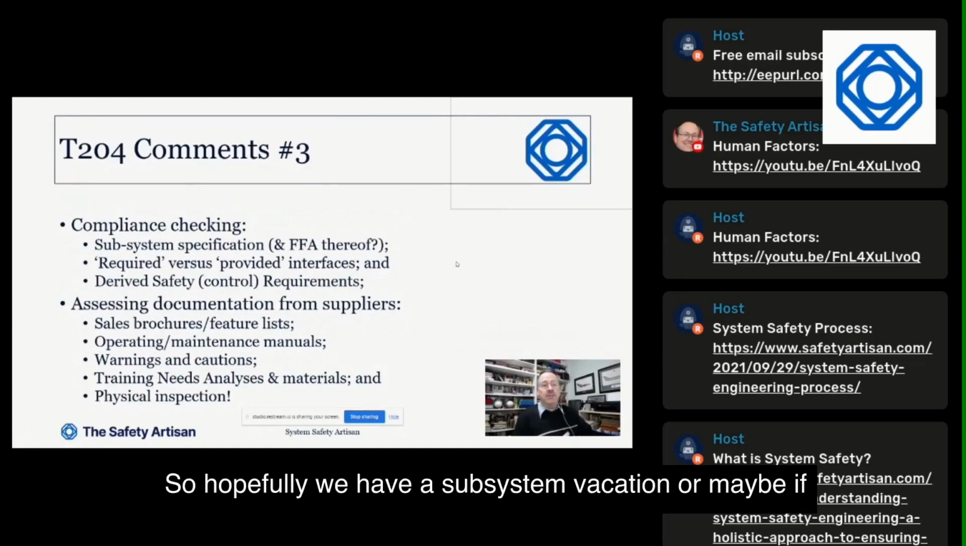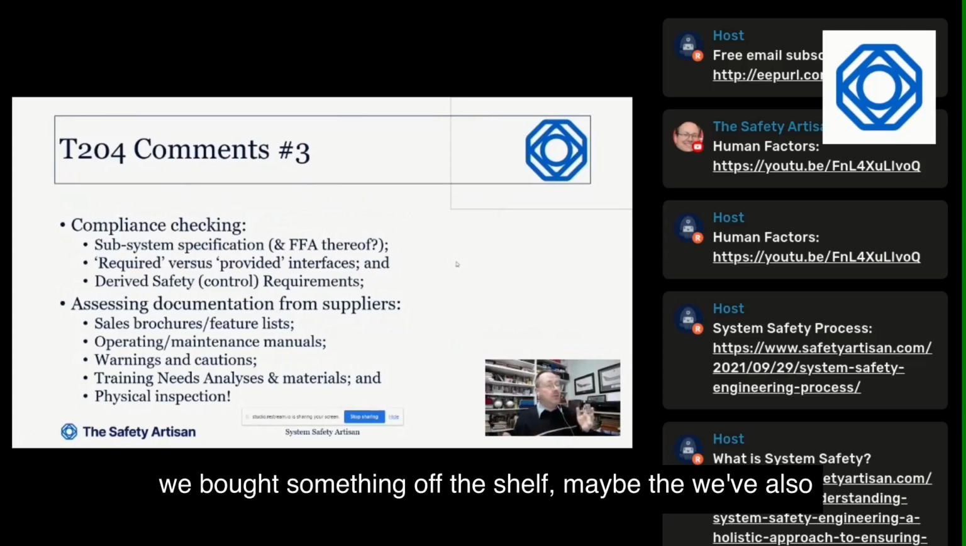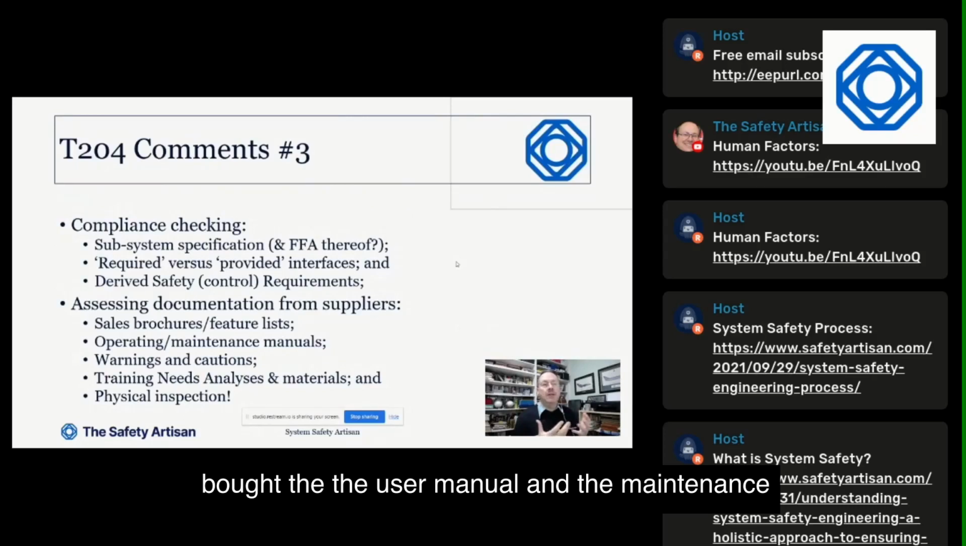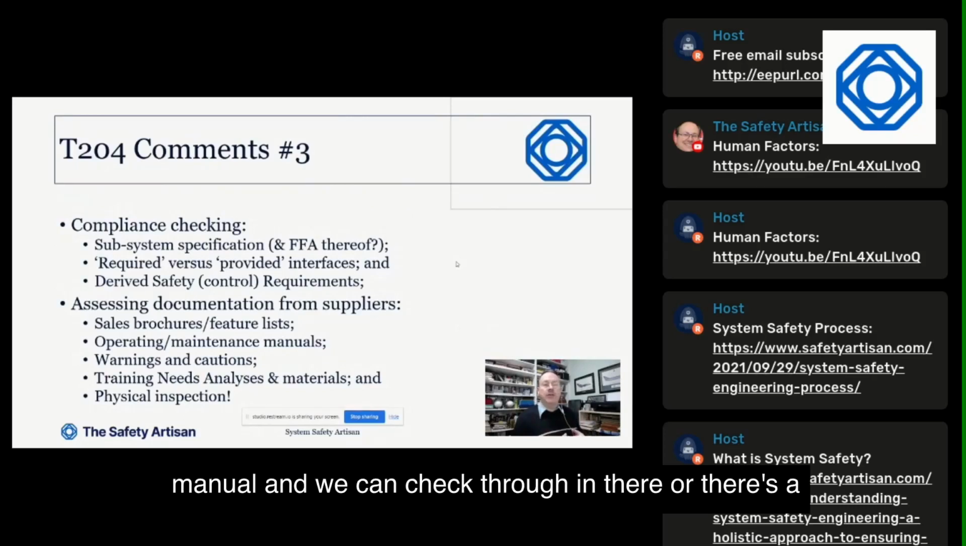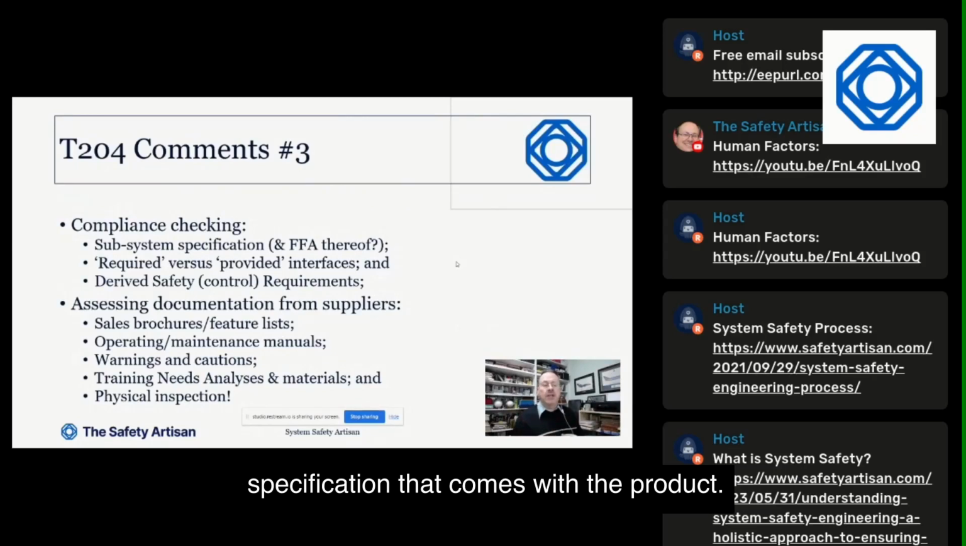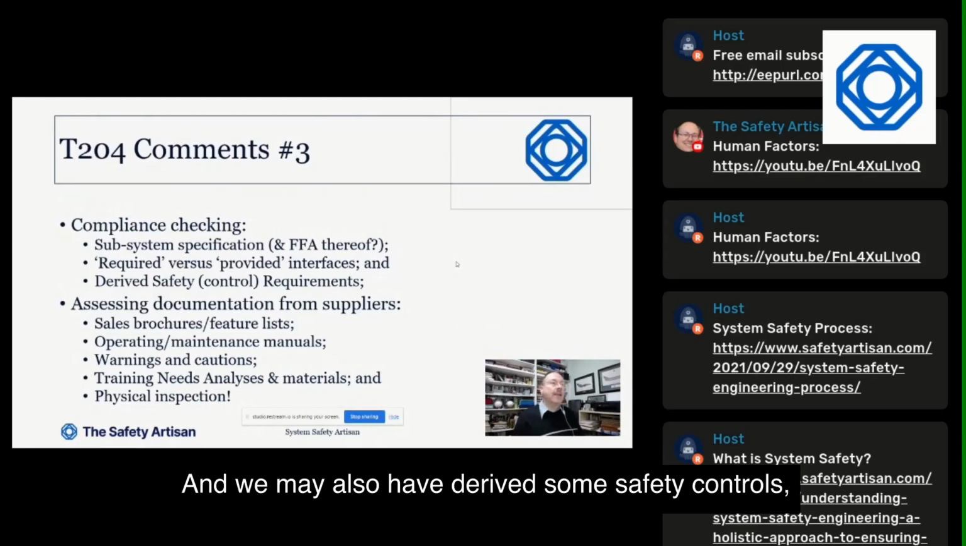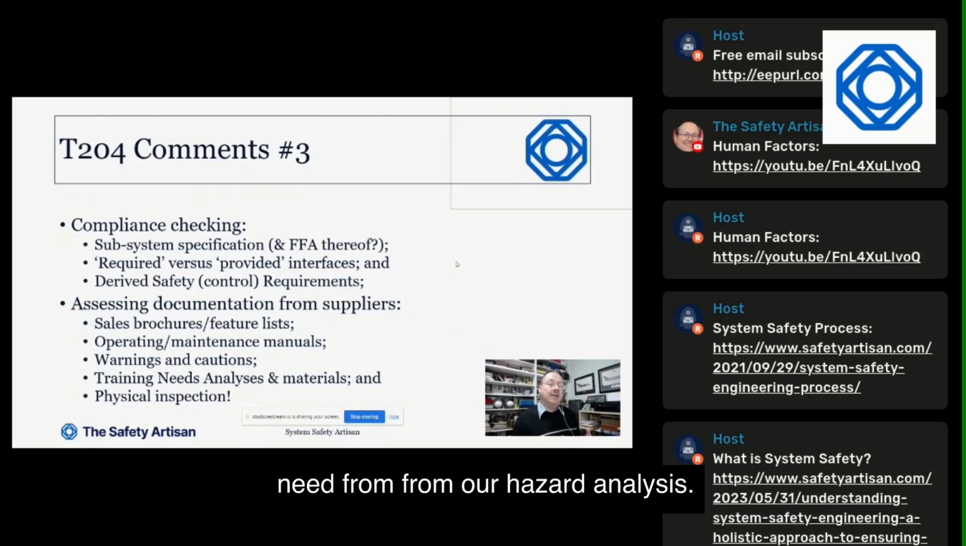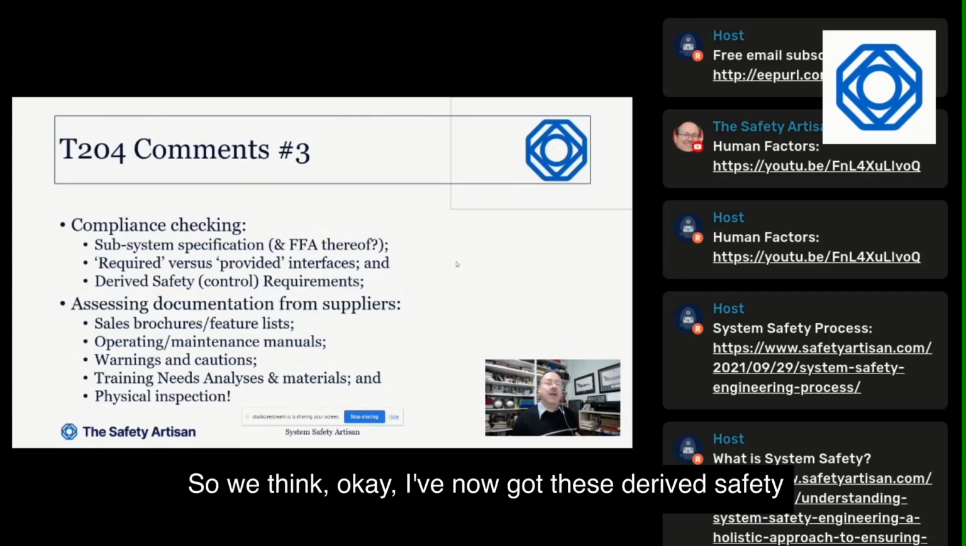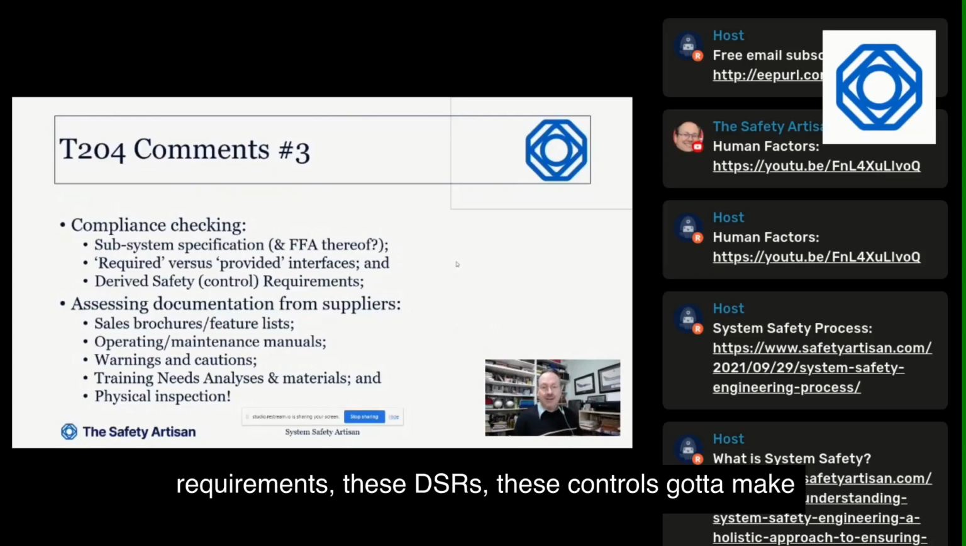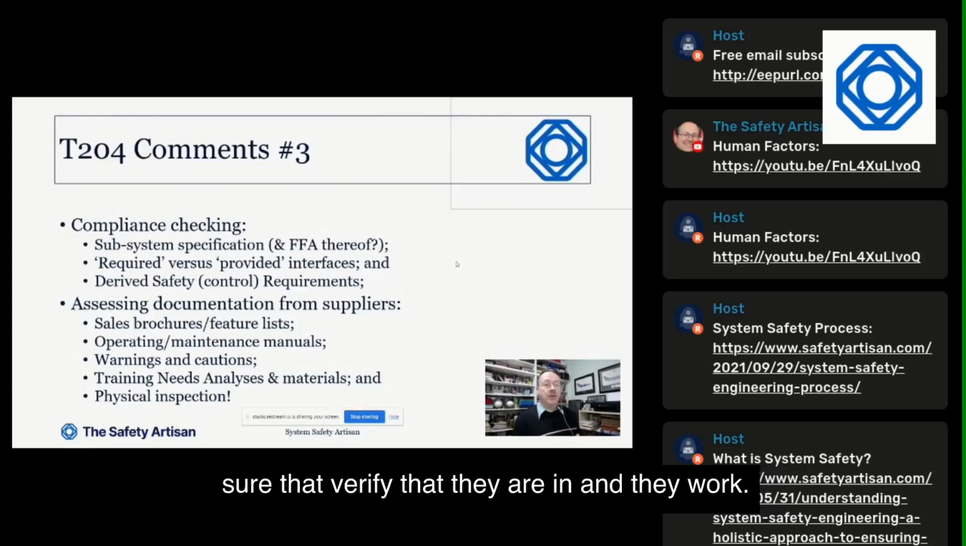So hopefully we have a subsystem specification, or maybe if we bought something off the shelf, maybe we've also bought the user manual and the maintenance manual, and we can check through in there, or there's a specification that comes with the product. And we may also have derived some safety controls, some hazard controls that we need from our hazard analysis. So we think, okay, I've now got these derived safety requirements, these DSRs, these controls, got to make sure that we verify that they are in and they work.